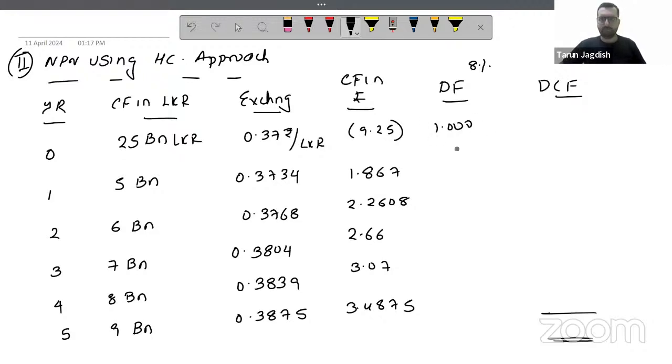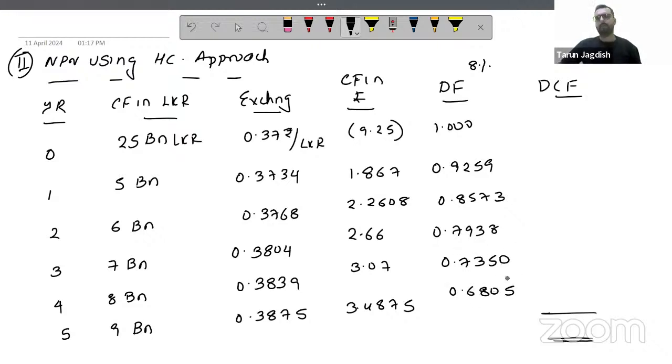So it is 1.9259, 0.8573, 0.7938, 0.7350, 0.6805. Okay, so you will get minus 9.25, 1.7286.